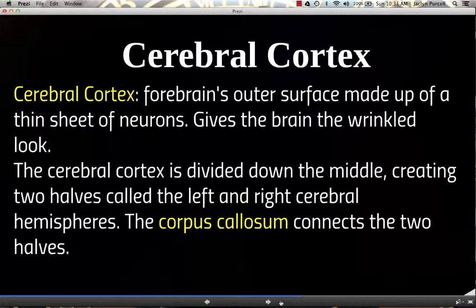The cerebral cortex. The forebrain's outer surface, the cerebral cortex, is a thin sheet of neurons. In humans, the sheet folds in on itself, giving the brain its characteristic wrinkled appearance. The cerebral cortex is divided down the middle, creating two halves called the left and right cerebral hemispheres. The corpus callosum connects the two halves.